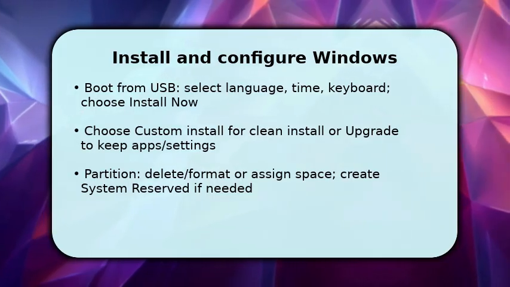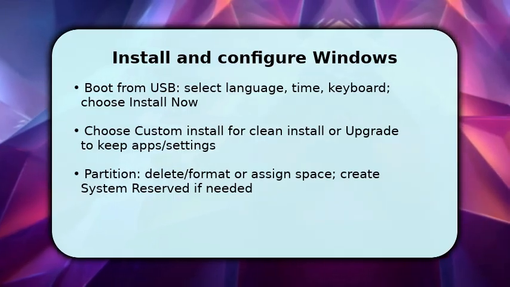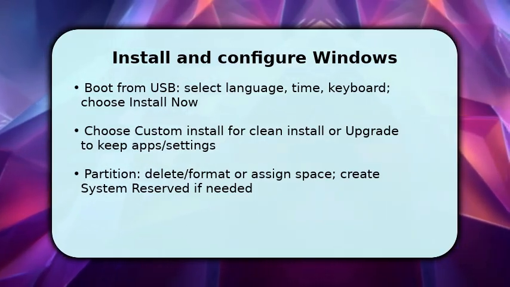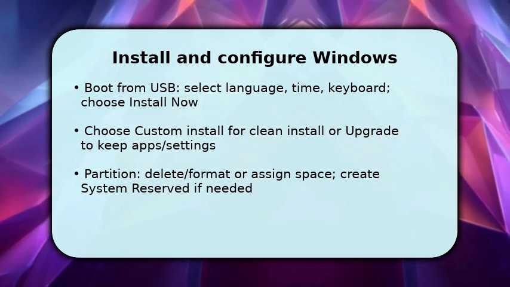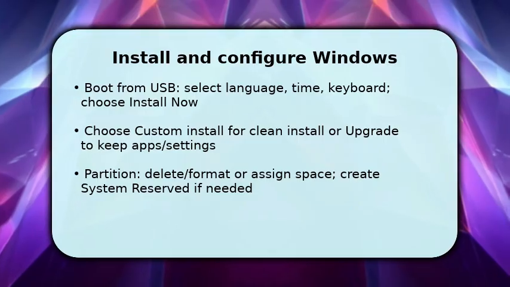Delete old Windows partitions and create a new primary or format the existing partition. The installer may create a system-reserved partition automatically. Once set, the installer copies files and begins first reboot.